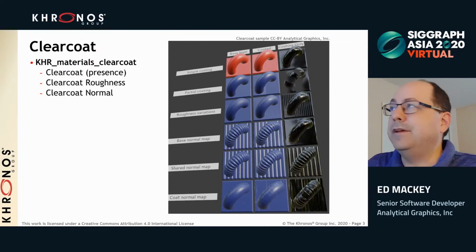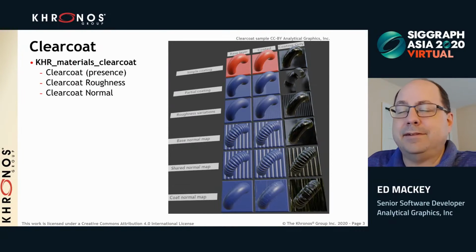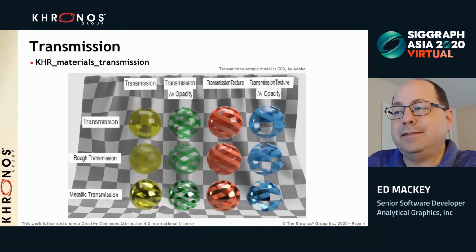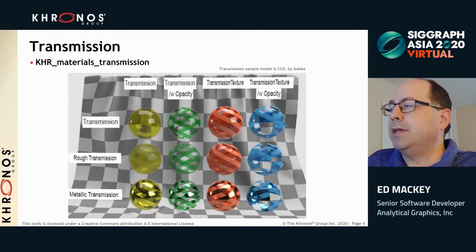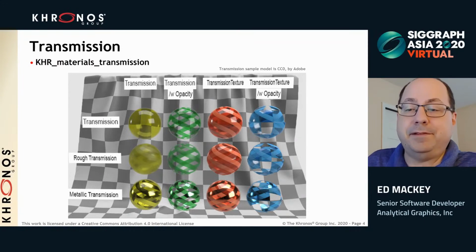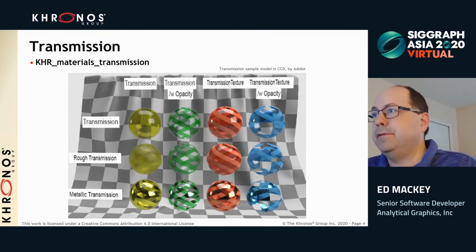We also have transmission. That's our most newly ratified extension. Transmission is for materials like glass and tinted glass and frosted glass. It allows light to pass through the material, but it does not get rid of the specular reflections that would be on a shiny transmissive surface. It also uses the roughness channel from the base layer to blur the transmission.